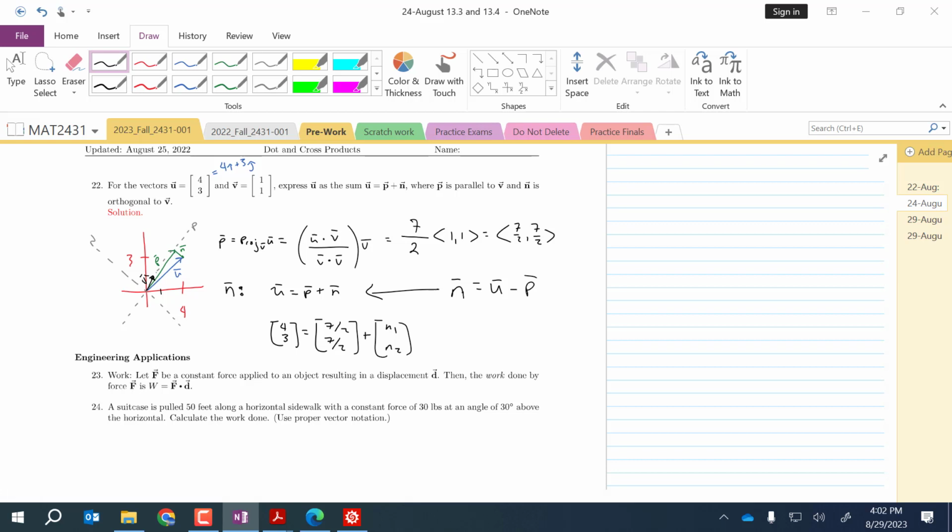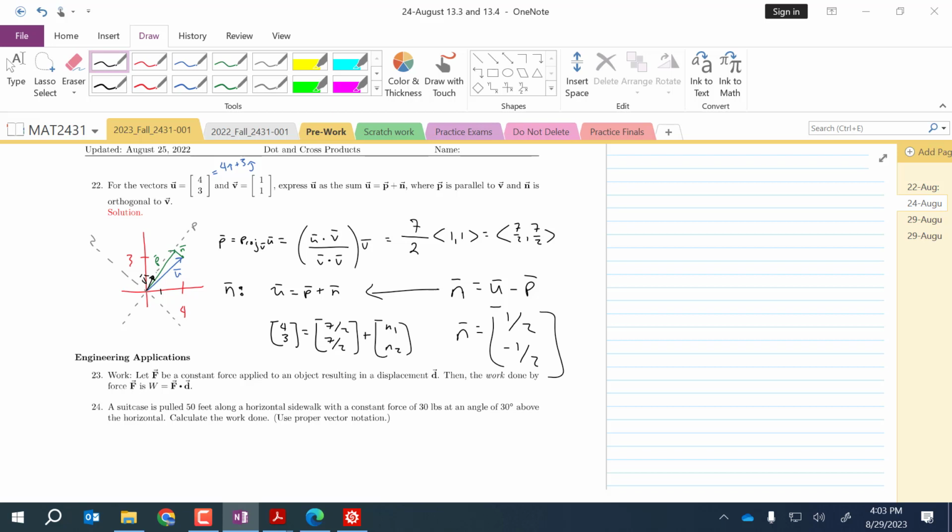So we've got 4 minus 7/2. Okay, help me out here, folks. 4 minus 7/2 is equal to 1/2. And then we would have 3 minus 7/2, which is -1/2. And that's our vector n here. And that should fit with our little image that we drew. You notice that? That seems to be a vector pointing in the correct direction?